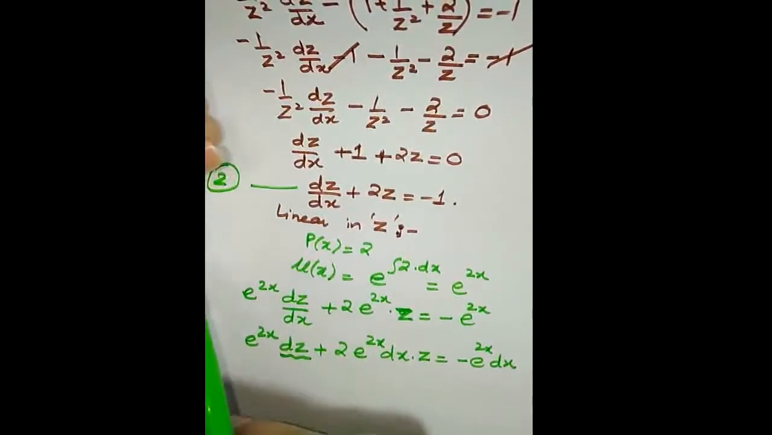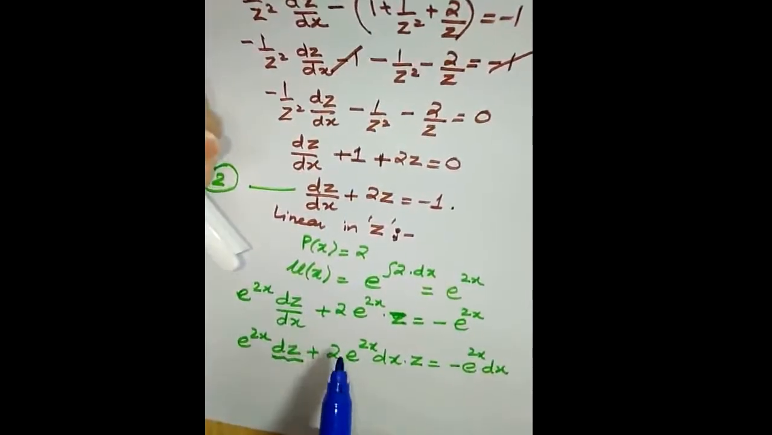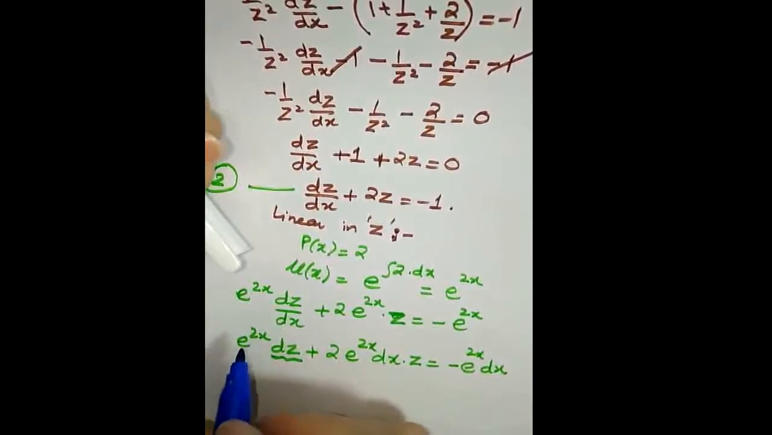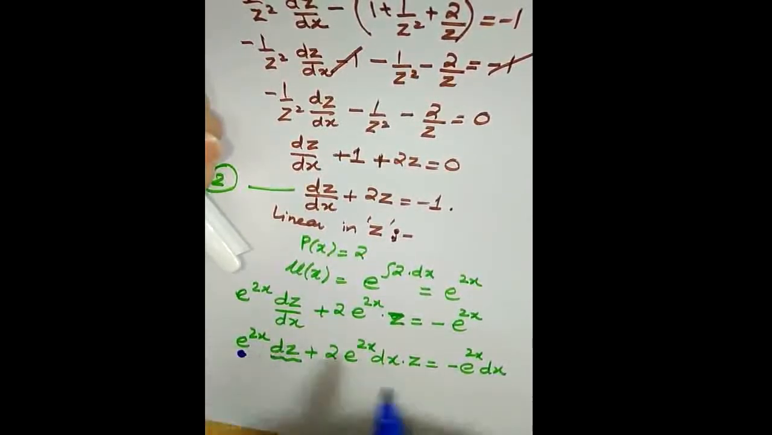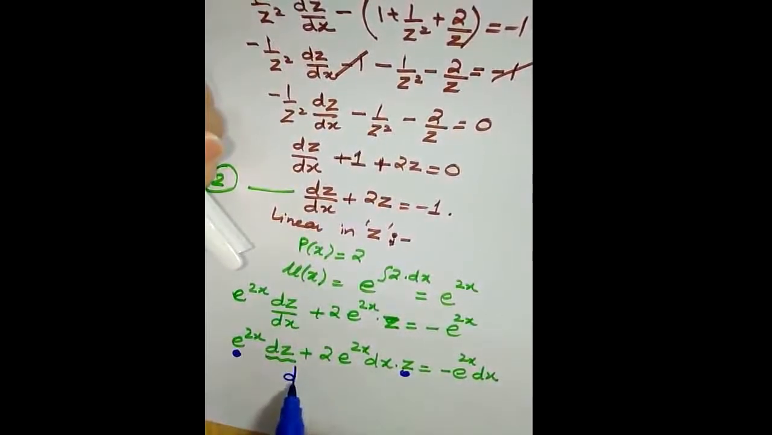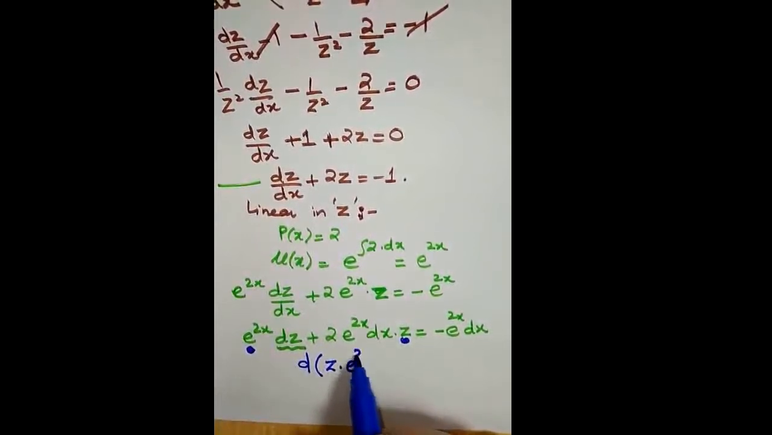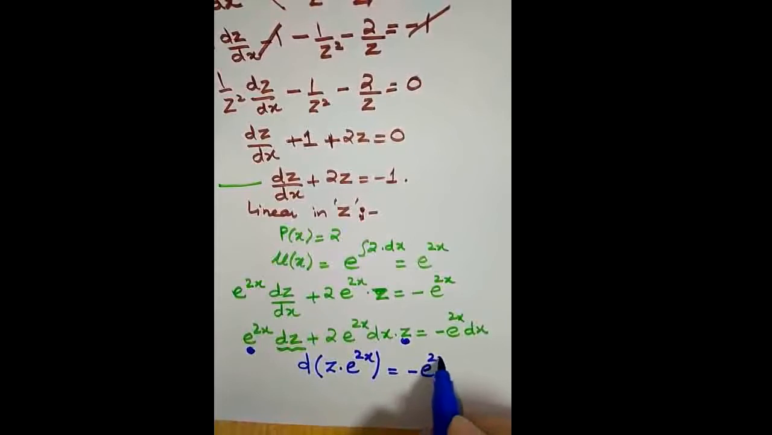Now you can definitely see that this is the expanded form of the derivative product rule: the first term has derivative, second as it is, and also second has derivative, first as it is, so you can identify the original function. Here the second original function and first has derivative, and its derivative is 2 into e to the power 2x dx. So you can check the original functions directly. I converted from the expanded form into the compact form, so now the original function is z and e to the power 2x, and on the right it is minus e to the power 2x dx.